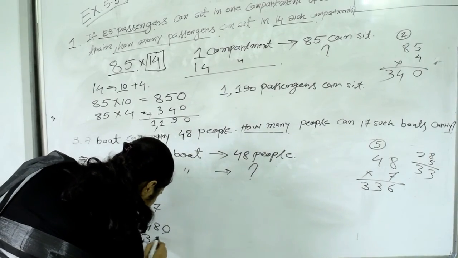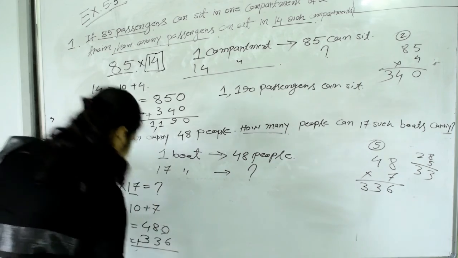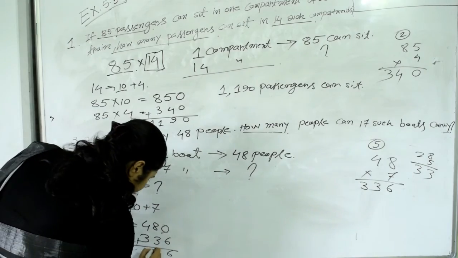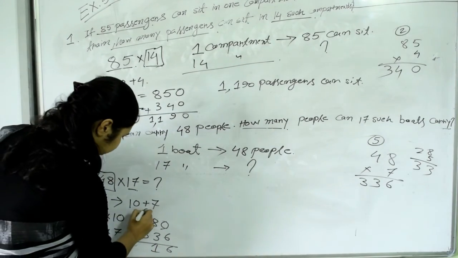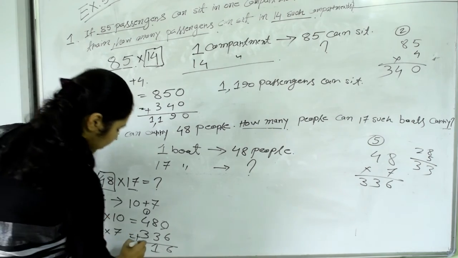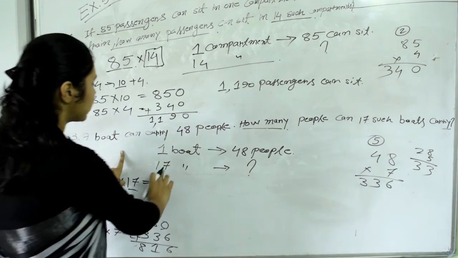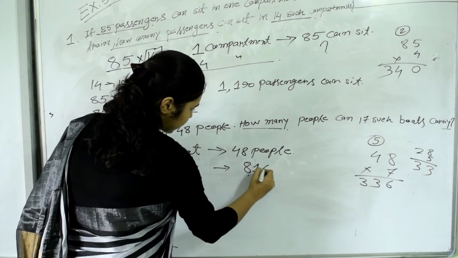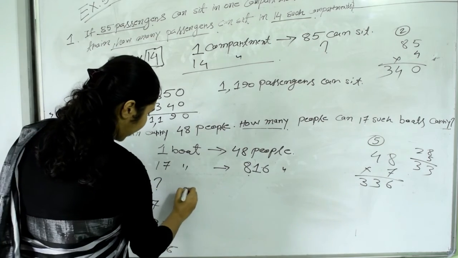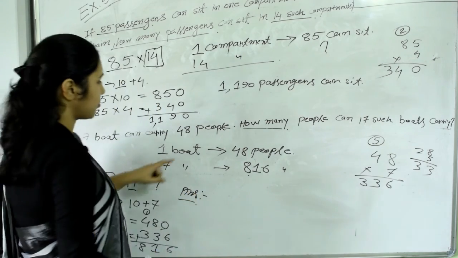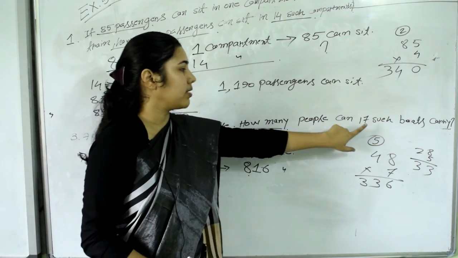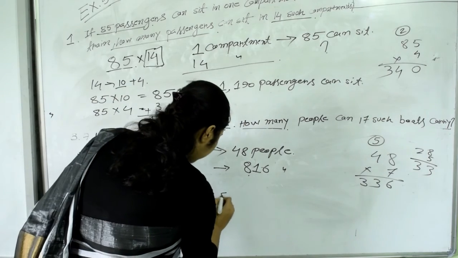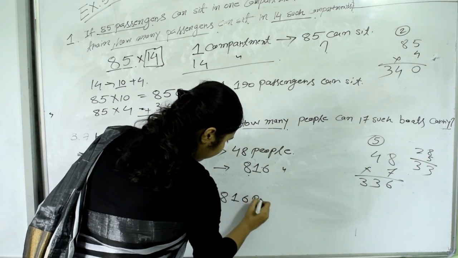Now add these two products. 6 plus 0, 6, 8 plus 3, 11, carry 1 in hundred place. Now 4 plus 3, 7, 7 plus 1, 8, which means 17 boats can carry 816 people. So our answer: how many people can 17 such boats carry? 17 such boats carry 816 people.